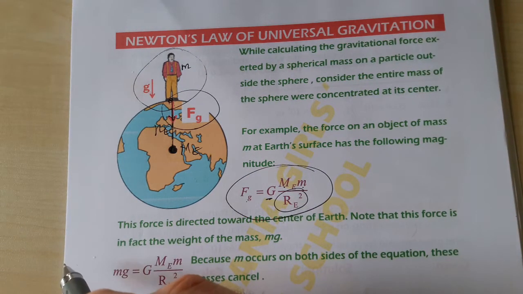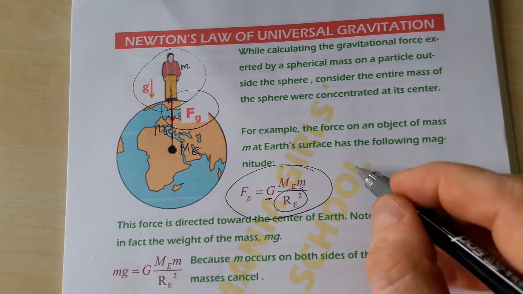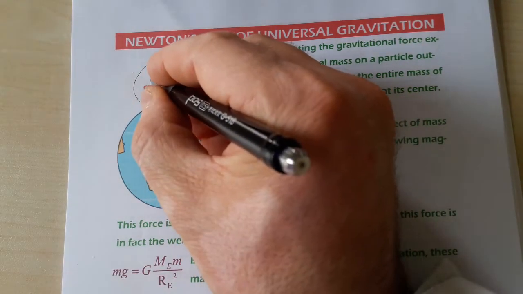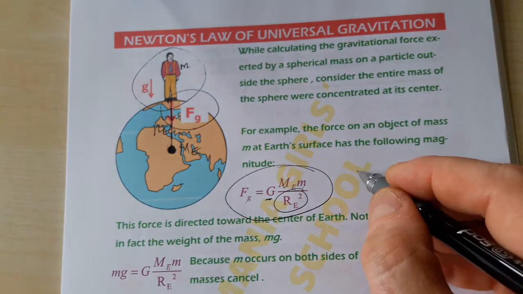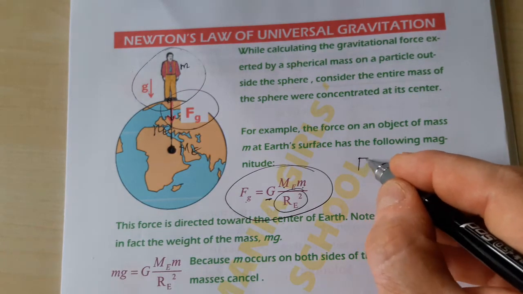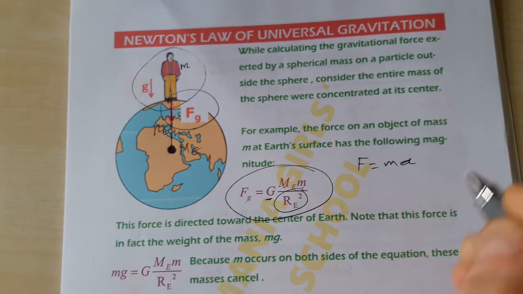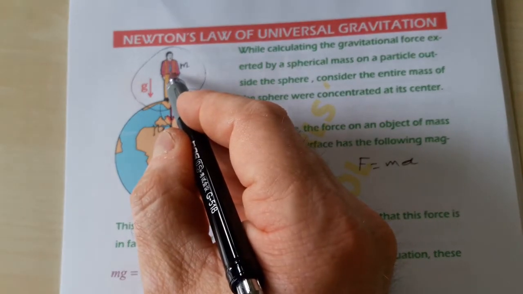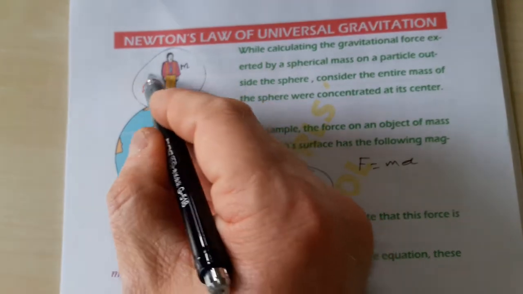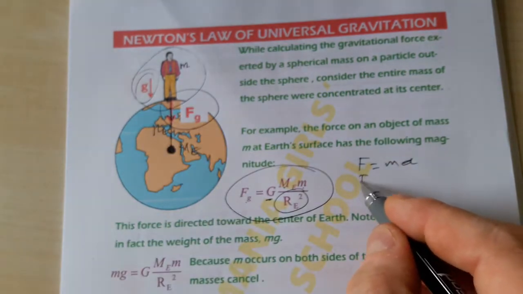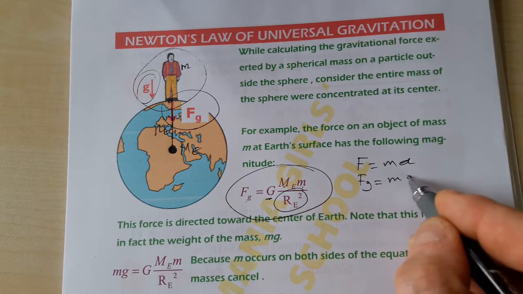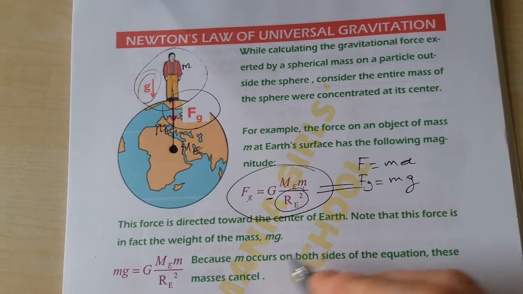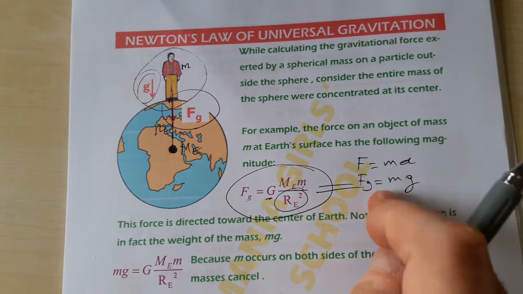But also, we can calculate the force in two ways. One of them is this. The second one is this, by using the second law of motion. Remember, F is equal to m times acceleration. What is the acceleration acting on the man right here? It's the gravitational acceleration. So Fg can also be written as m times g. So these two are equal to each other.